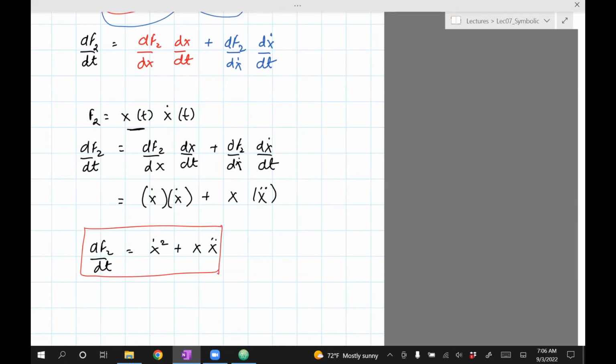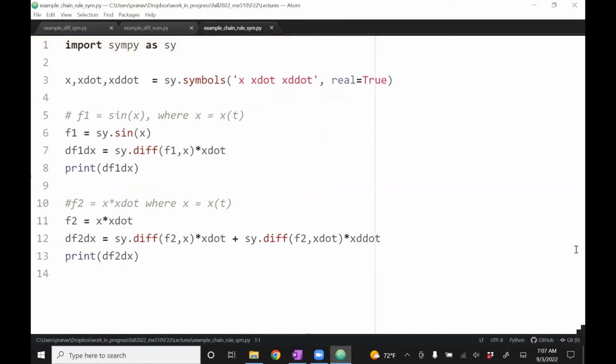Let's verify this using Python. Okay, so import sympy as sy. I need to create symbolic variables for x dot and x double dot, which I have over here, and they correspond to x dot and x double dot that we have shown. It's real equals true because x dot and x double dot are not complex. Otherwise we'll have equations which eventually will have complex numbers. Now f1 is sine of x, my first example.